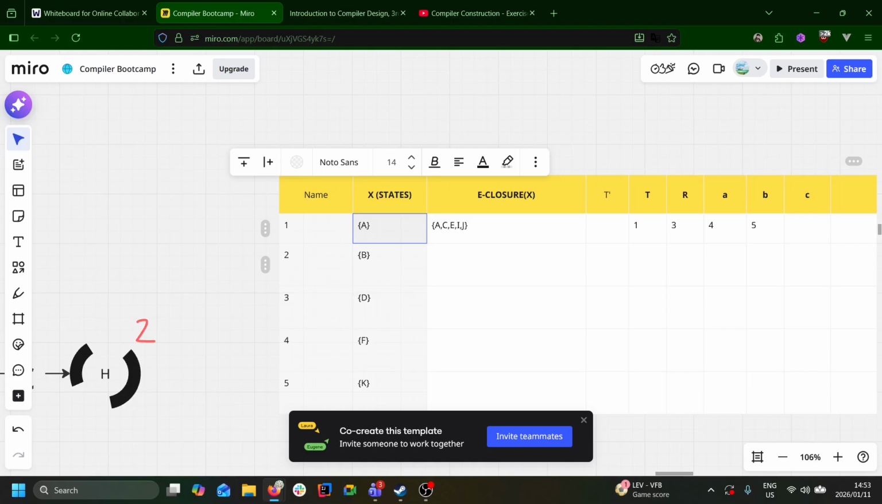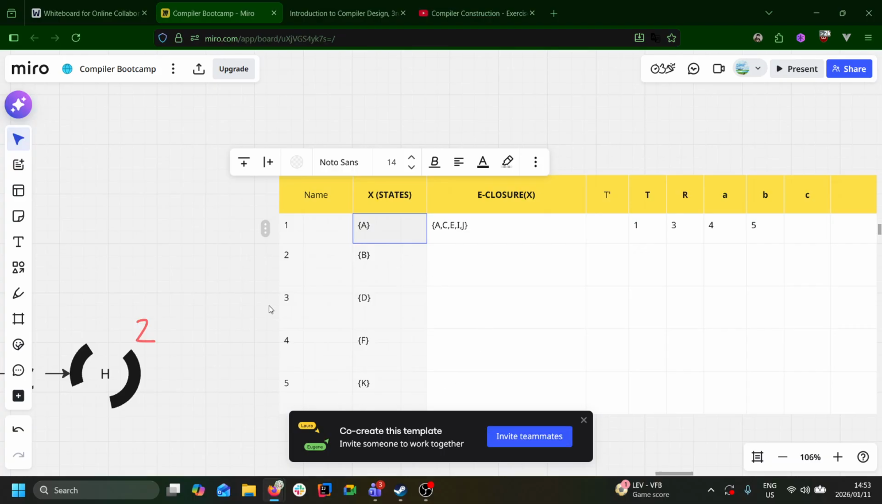Let me read again. All of the start states, all the nodes we can get with no epsilon transitions. Yes, I think so. Okay, you might have to rephrase that. I'm not sure if I answered your question or if I'm misunderstanding.